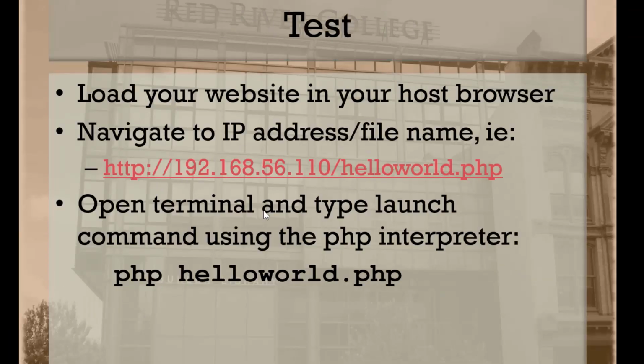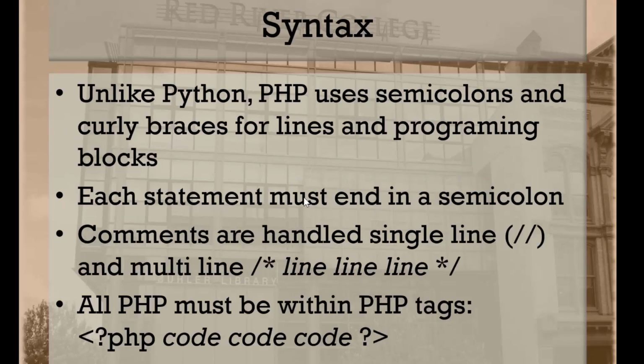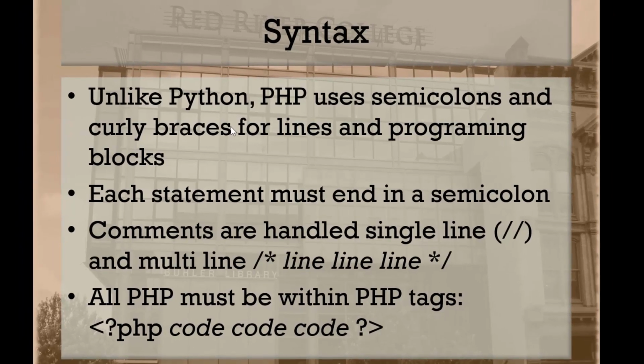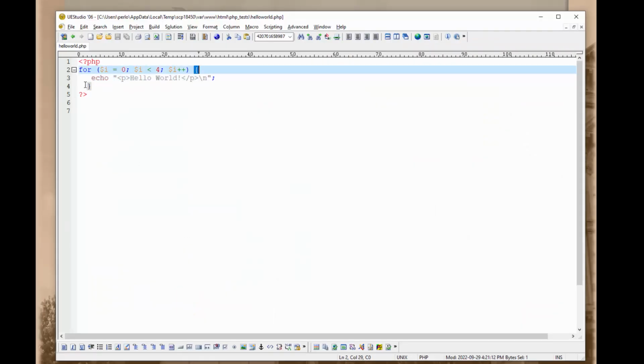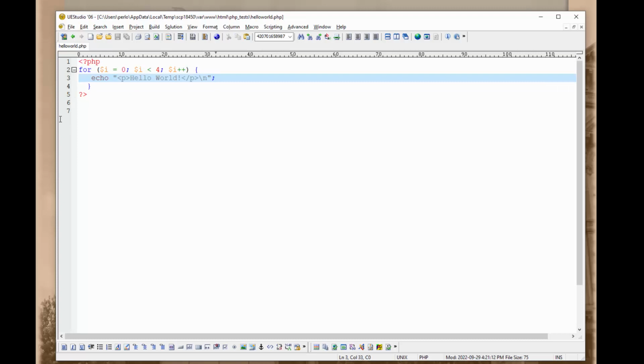Perfect. Okay, and here we go. You can keep the following key points in mind going forward. Unlike the Python programming you've done in the past, PHP uses semicolons and curly braces to delineate new lines and code blocks. When we take a look at our example here, there's a start curly brace, there's an end curly brace, and then there's a semicolon at the end of each line.